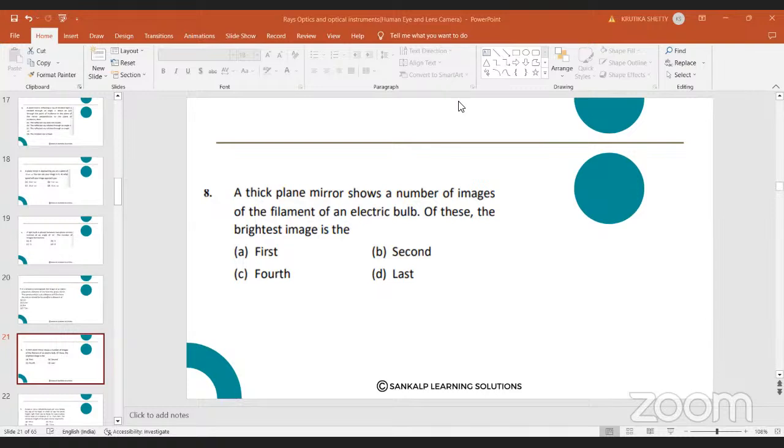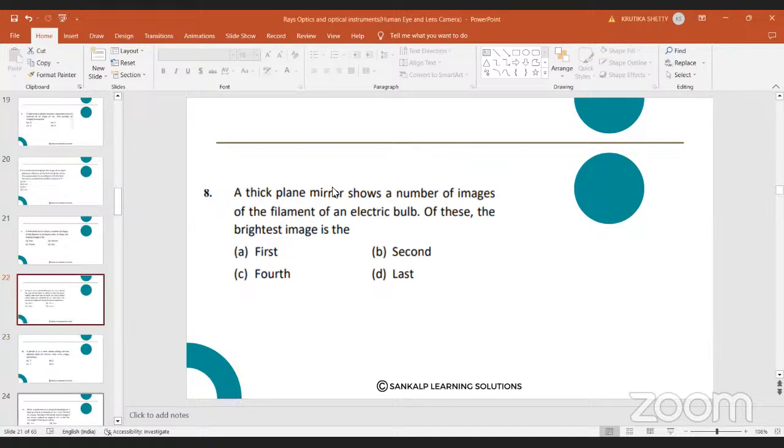Then our next question is, a man is 180 centimeter tall and his eyes are 10 centimeter below the top of his head. So the full length of the man is 180 centimeter, and the eyes are 10 centimeter below the top of the head. In order to see his entire height, from toe to head, he uses a plane mirror. So what should be the minimum length of the plane mirror that they are asking?